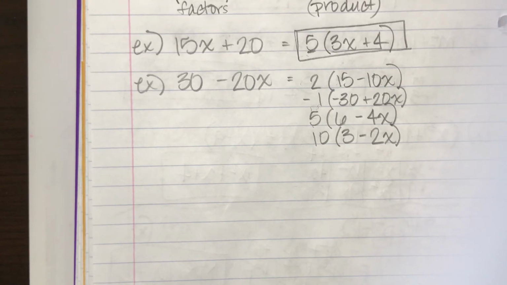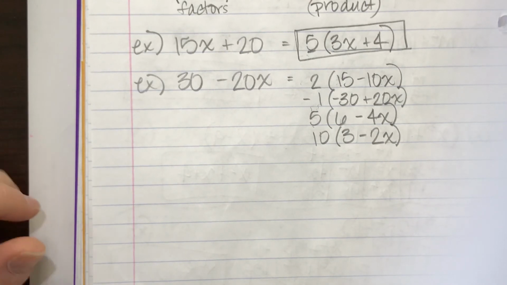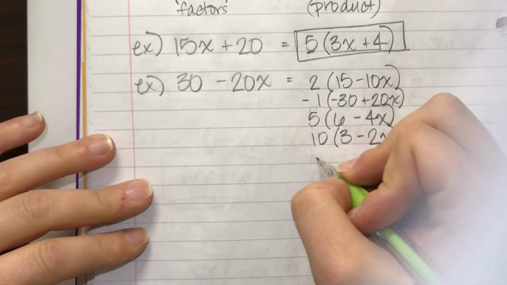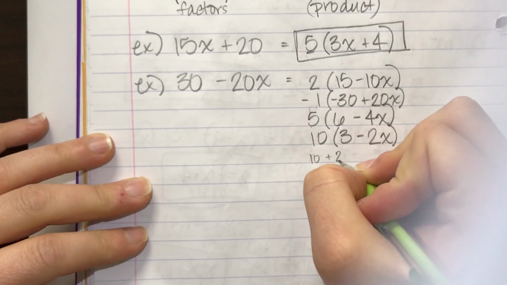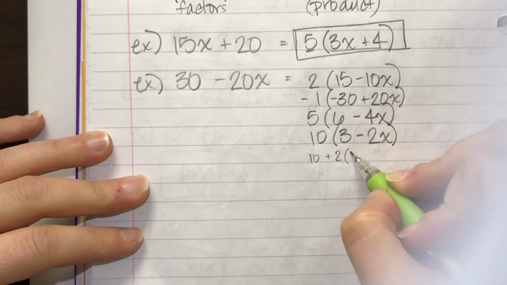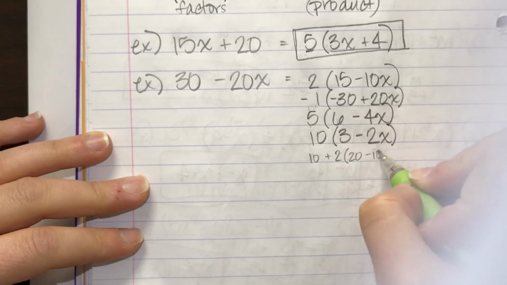What'd you say, Ayon? 10 plus 2 times 20 minus 10x. You did like a really complicated one. That's not what we're looking for right now, but you said 10 plus 2 times what? 20 minus 10x.